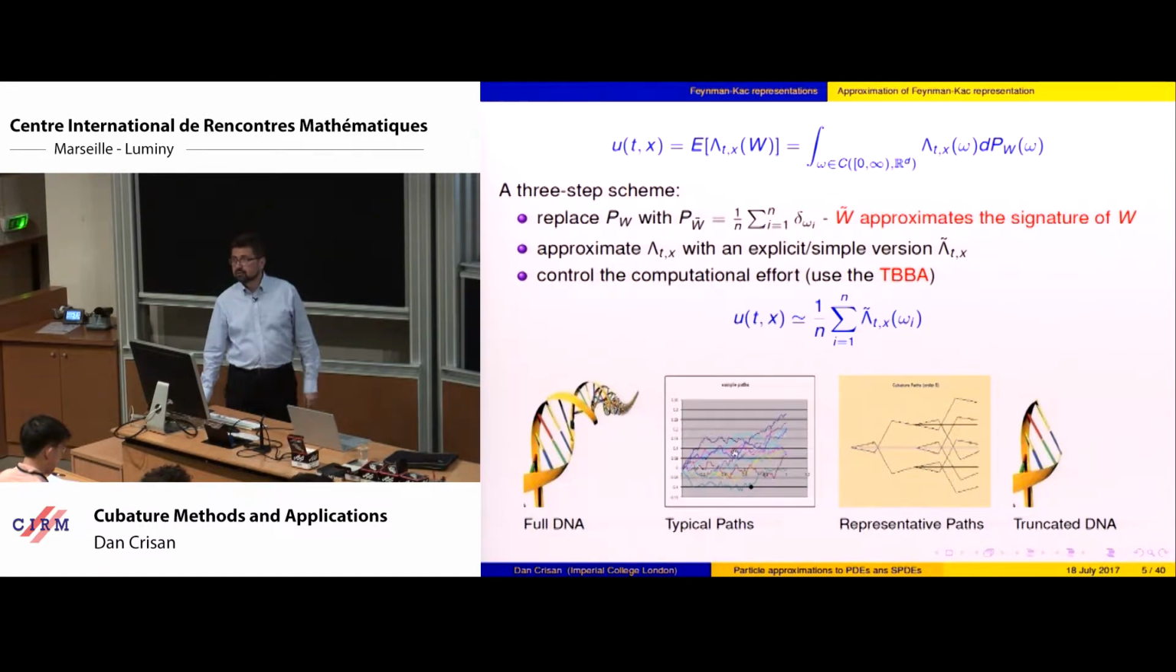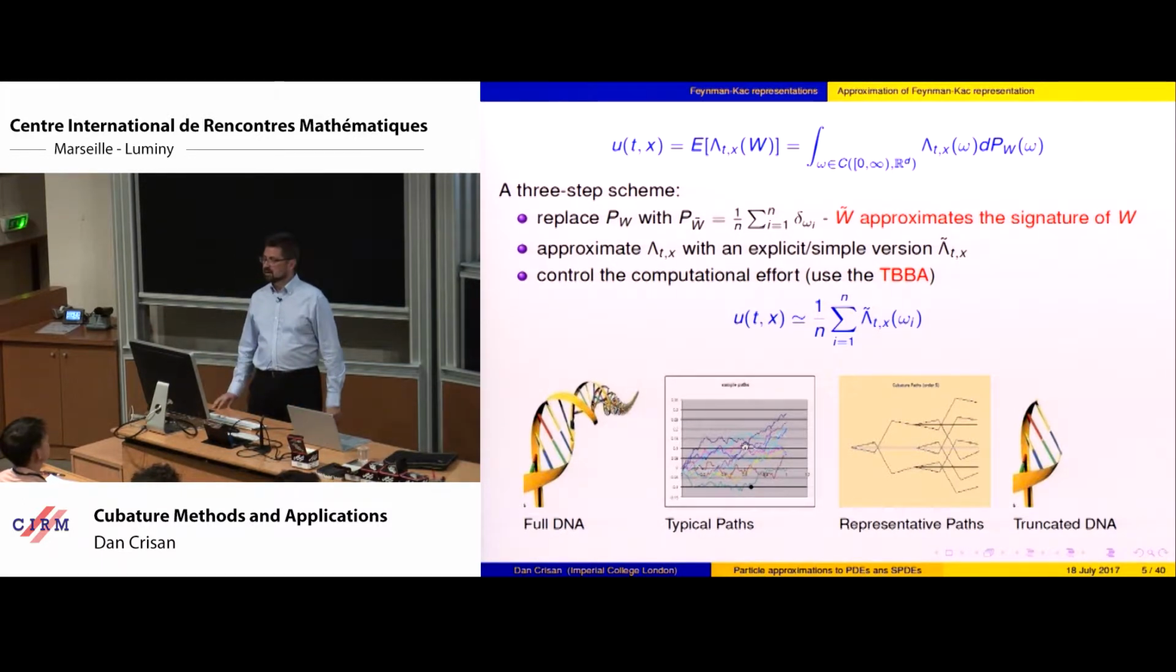So what you could do is say, okay, I'm going to replace my Wiener measure here with a measure which sits on these 10 independent Brownian paths. This is a normal Monte Carlo approximation for such an expected value of a functional with respect to the Wiener measure. That's fine. This is what you see in here. These are typical paths. A cubature measure doesn't use these typical paths.